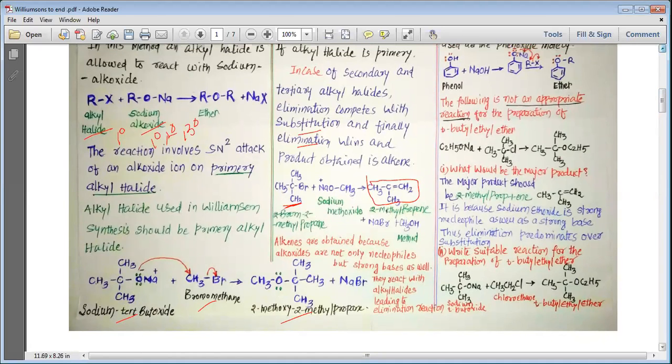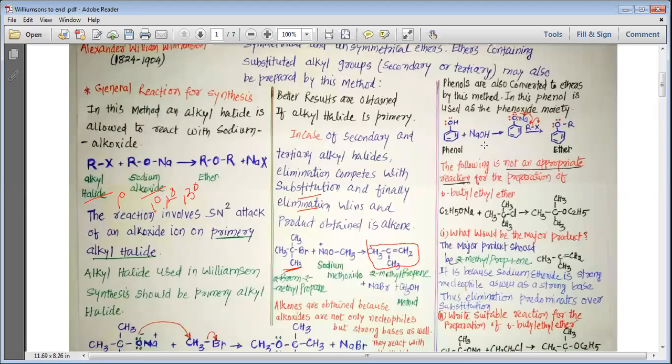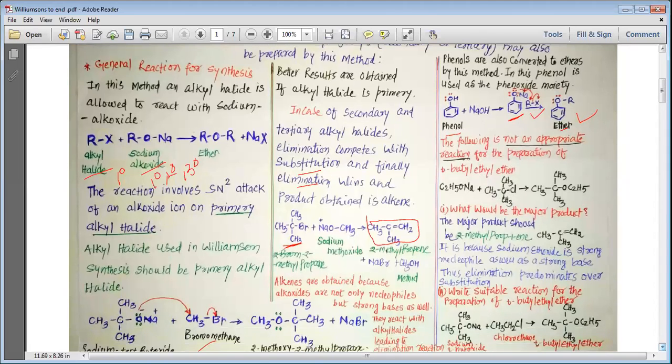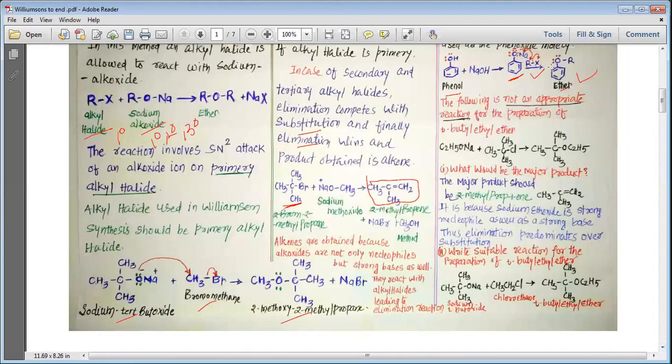Then we have studied about the alkyl aryl ethers, or we have studied about the preparation of the ethers from the phenol. So if you have phenol, you allow it to react with the sodium hydroxide. So you get sodium phenoxide. And this sodium phenoxide, when it reacts with the alkyl halide, which is primary, secondary, or tertiary, it gives us the ether. But generally, for the Williamson synthesis, the alkyl halide is taken primary.